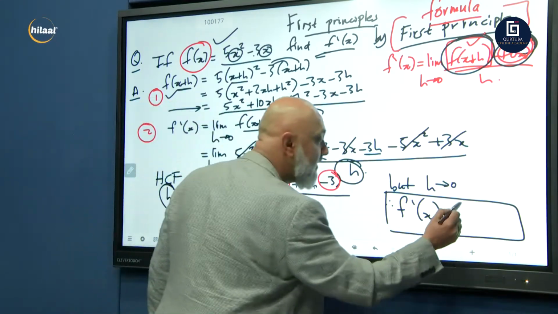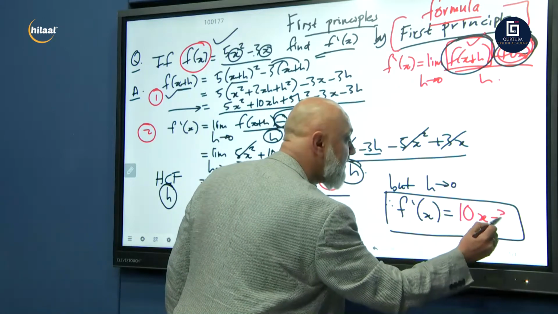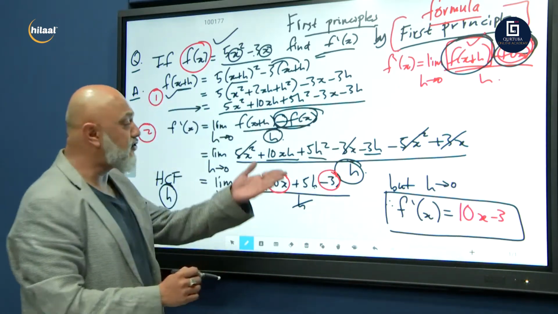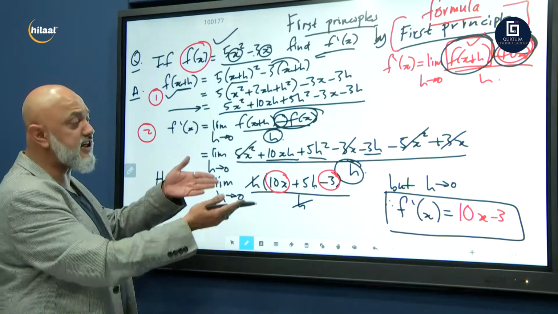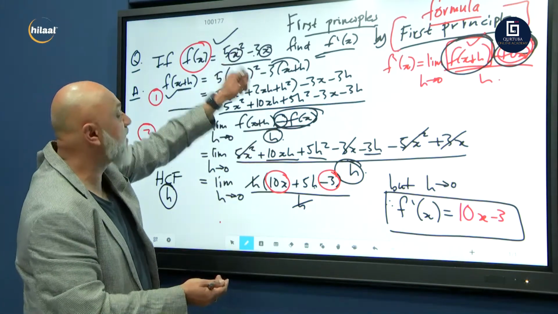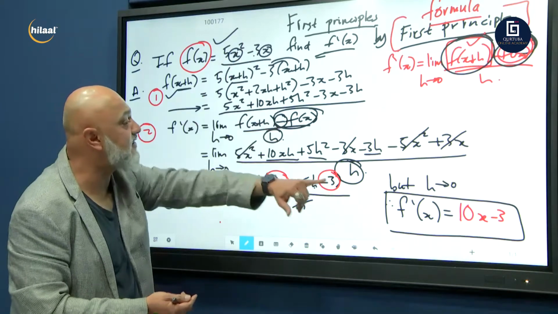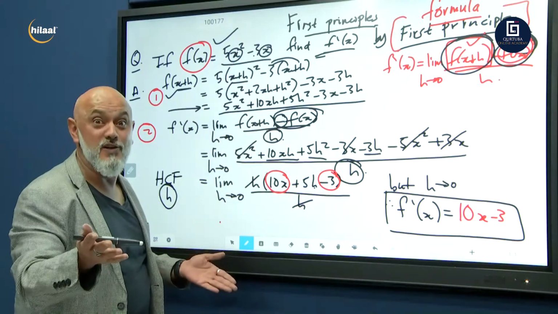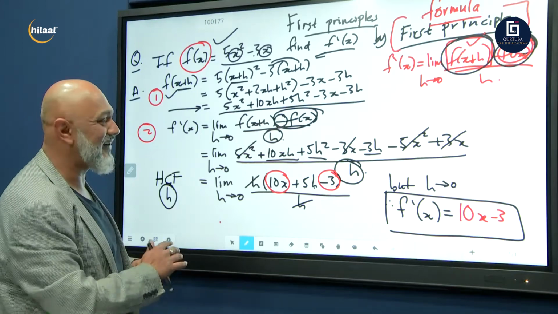10x minus 3. And there we go. That is your derivative. And you can check it using your power rule. You're in grade 12 already. You know the power rule. 2 times 5 is 10. X minus 1 times 3 is 3. You don't think you're right. You know you're right.